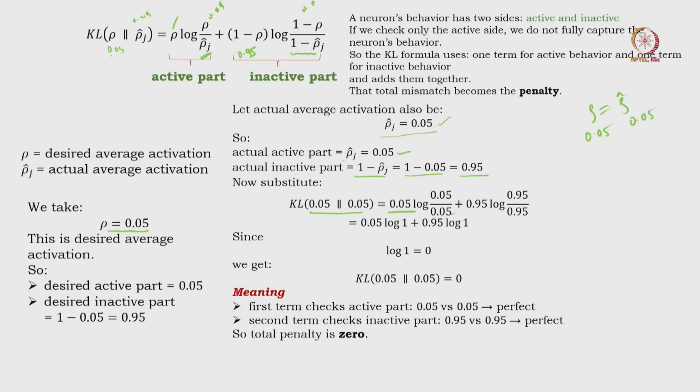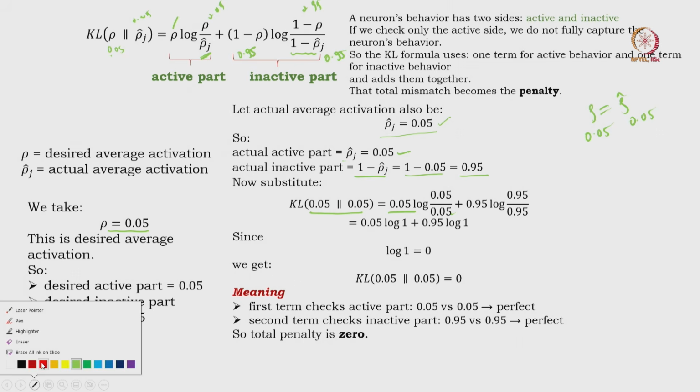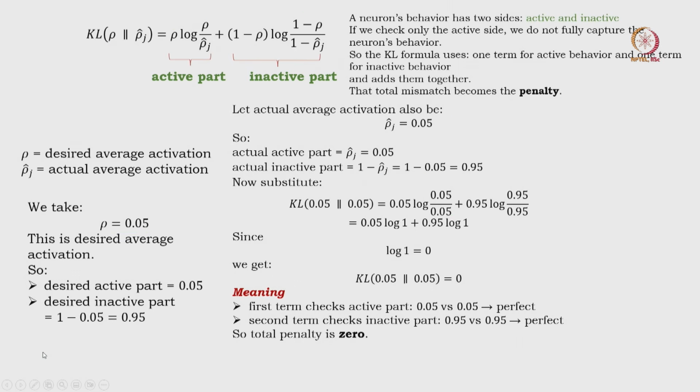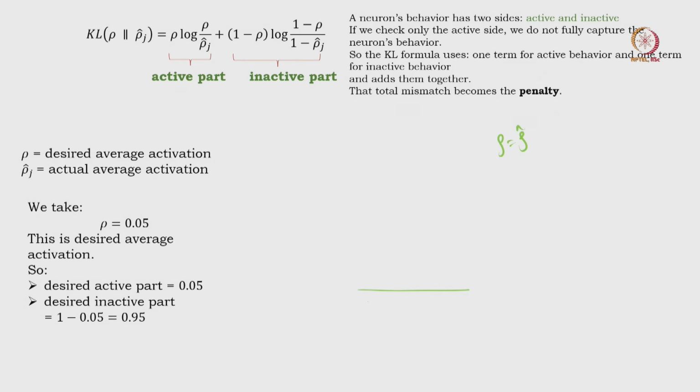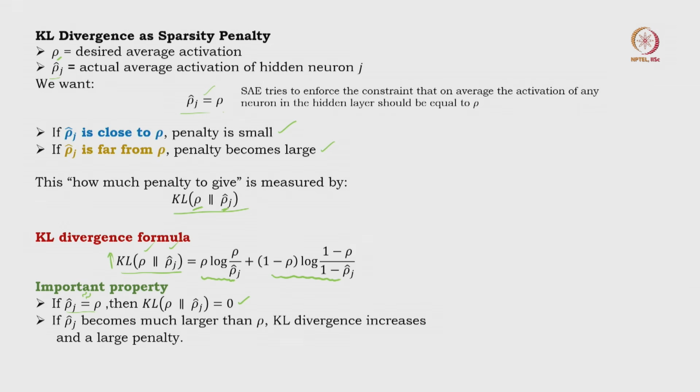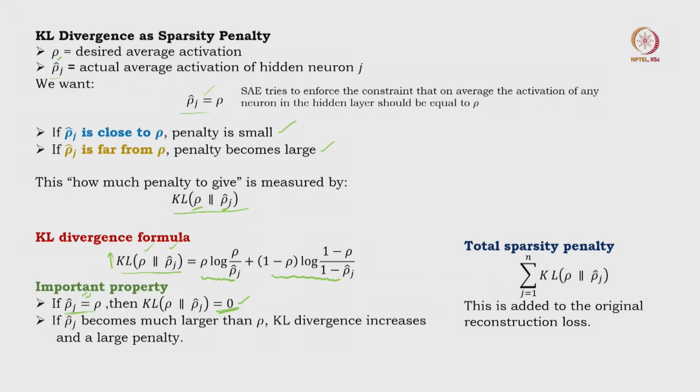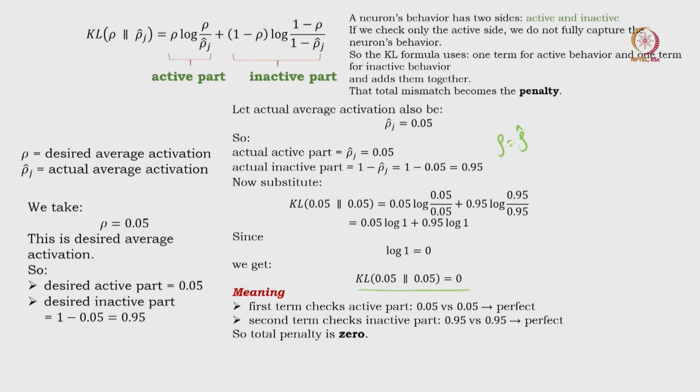So this is 0.95 and this is 0.95. Can you see this? Since log 1 is 0, the whole term we are getting is 0, which means the rho and the rho hat are the same. In our previous slide we have seen that when the KL divergence term is 0. That's what I am giving as one example here. So here the KL divergence we got is 0.